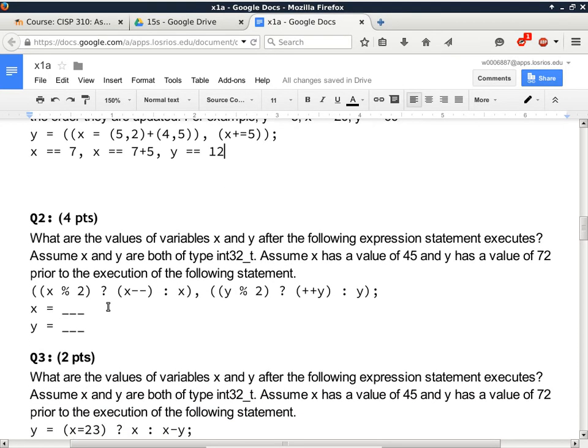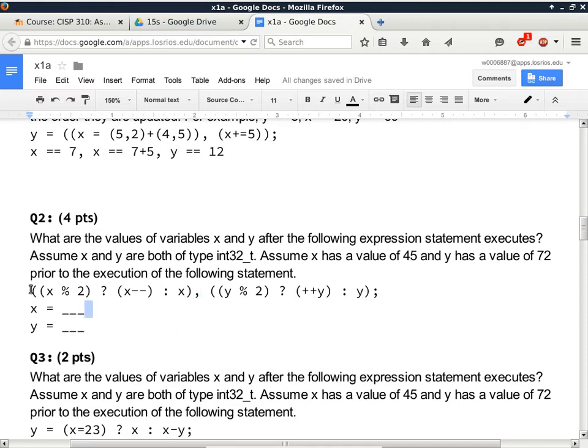Okay, this is question number 2. Question number 2, I do not need you to show me the steps. I just want you to tell me after everything is done, what is x and what is y. Okay, so now once again we have a comma separated expression. The comma is an operator. It separates expressions, but only the last one returns a value for the entire expression.